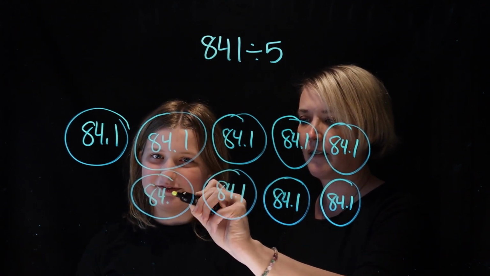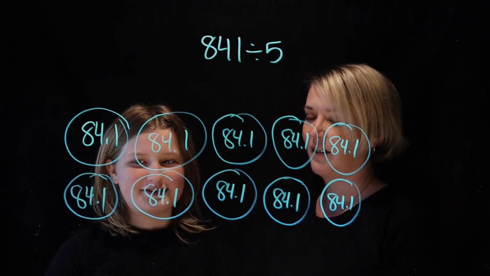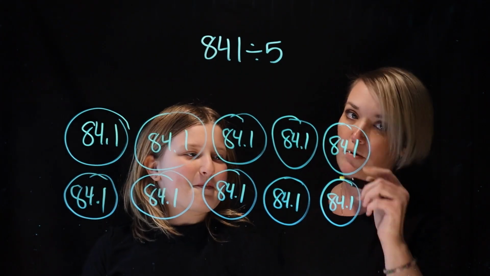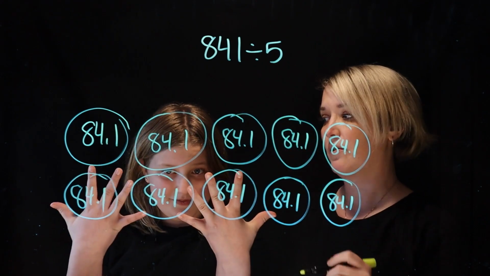We've been doing this so long. Okay, so there's our 10 equal groups, but we don't need 10 equal groups. Yeah, the question actually says divided by 5. Yeah. Okay.